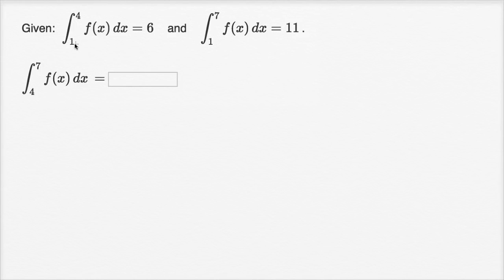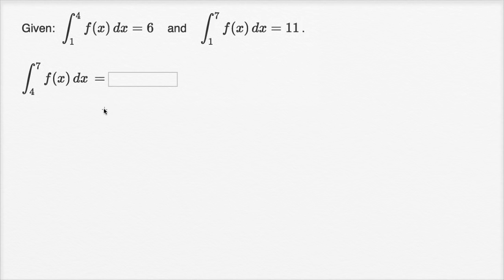We're given that the definite integral from 1 to 4 of f of x dx is equal to 6, and the definite integral from 1 to 7 of f of x dx is equal to 11. And we want to figure out the definite integral from 4 to 7 of f of x dx.